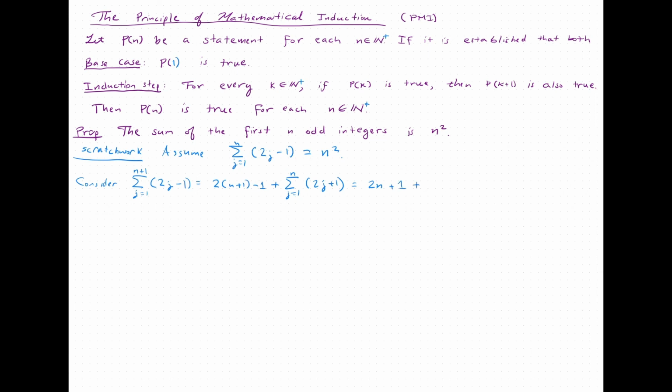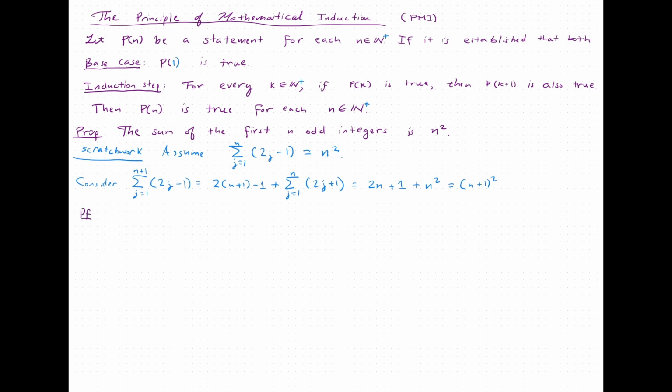And now, by assumption, this is equal to n squared, since this here is the sum of the first n odd integers, and so that's equal to n squared. But n squared plus 2n plus 1 is equal to n plus 1 quantity squared. And so now that shows the inductive step, because now that's saying that the statement P of n plus 1 is true. So now we have our basis for our argument. So now let's actually formally prove this.